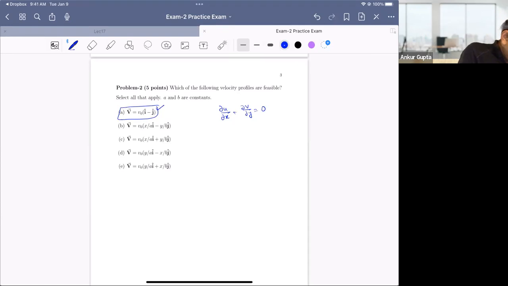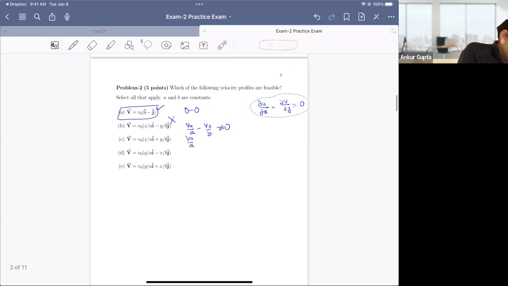Then for this, I have u as, then I'll get v naught by a minus v naught by b. And so this is not equal to 0. So this does not satisfy the continuity equation. Then I have v naught by a. So this was 0 minus 0. Let me just clarify, substituting this here, 0 minus 0. Then I have v naught by a plus v naught by b. And this is also not equal to 0.